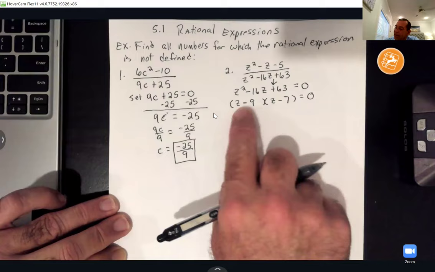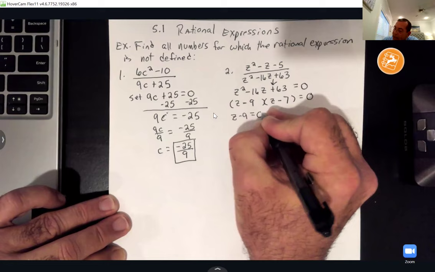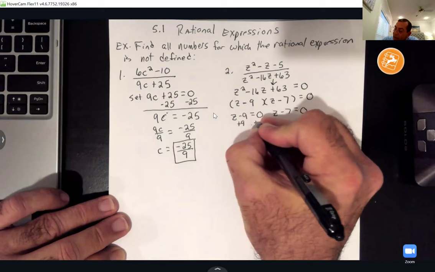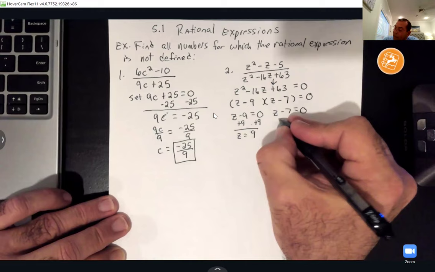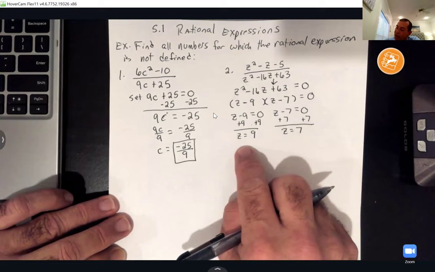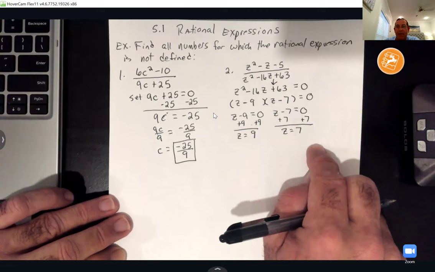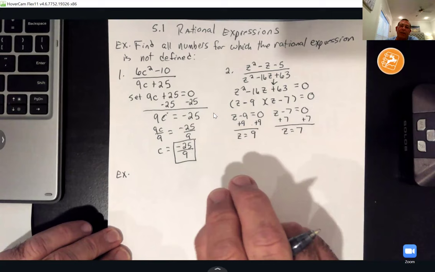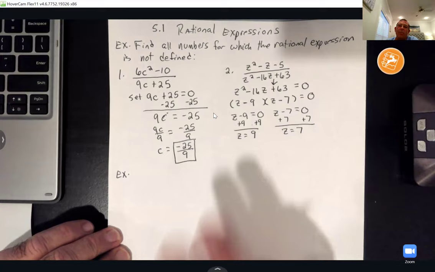So remember, we got to solve this now by setting each factor equal to 0. But y'all, we know that the answers will be opposite in sign than the factors, right? So that you get a positive 9 for the first one. And then you're going to get a positive 7 for the second one. So this would be the expression is undefined for Z equals 9 comma 7, okay? So to give you 2 of these, just so that you'll, I guess, realize that what makes them undefined is the denominators, okay?